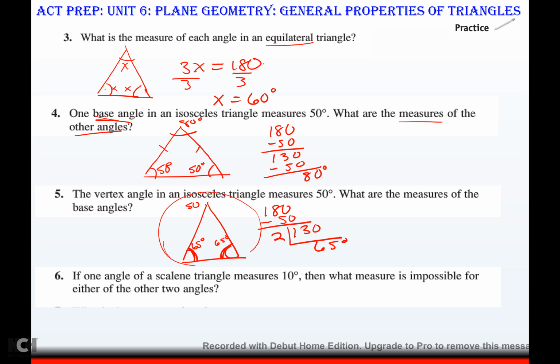Okay, 6, if one angle of a scalene triangle measures 10 degrees, then what measure is impossible for either of the other 2 angles? In a scalene triangle, all 3 angles have to be different. So if this one is 10, I don't care what the other 2 are, but neither one of the angles can equal 10 degrees, because the definition of scalene says that they all have to be different. So whatever the other angles are, they can't be 10 degrees.